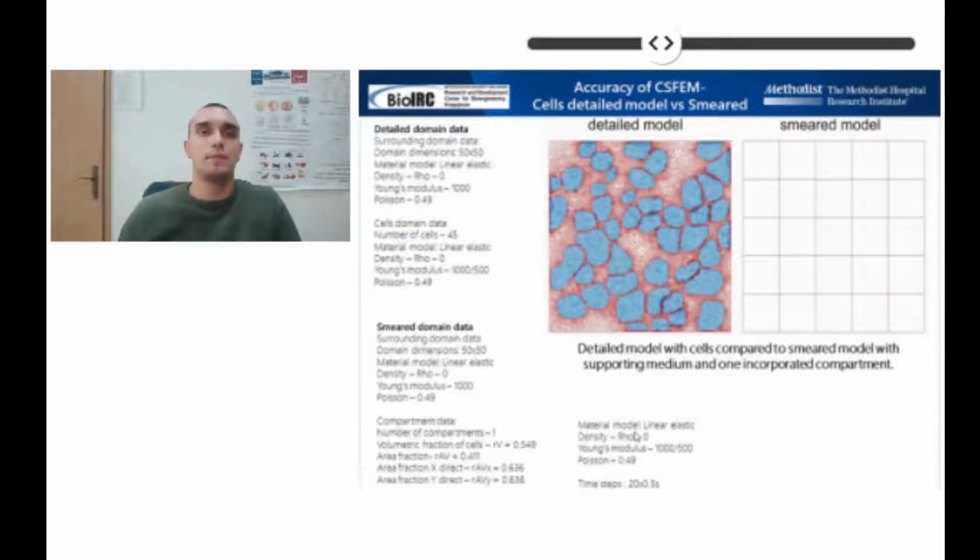When accuracy is confirmed on this test example, we apply this methodology to compare results for a detailed model of cells embedded in tissue space, also loaded with force on the right side. Domain data is given here on the left, where you can see that the number of cells is 45. The material model for the surrounding domain and cells is linear elastic, and the equivalent smeared domain has the same geometry, but a significantly decreased number of finite element nodes, which is our goal, with a supporting medium and one embedded compartment which represent one type of cells presented in this detailed model.